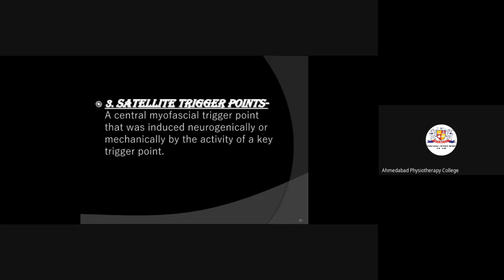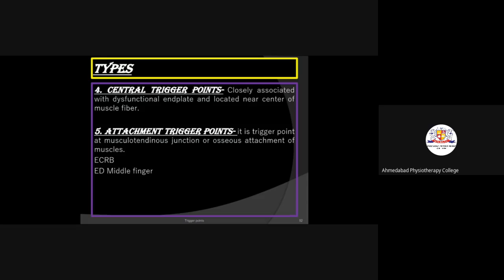Now another is satellite trigger point. That is when one trigger point gives rise to another trigger point. That is called a satellite trigger point. For example, I have a trigger point on supraspinatus that is supplied by C5, and continuous irritation of this supraspinatus trigger point can give rise to a secondary trigger point in deltoid middle fibers that is also supplied by C5. So when you irritate a trigger point mechanically, there will be development of a secondary trigger point in the same myotomal area that will be called a satellite trigger point.